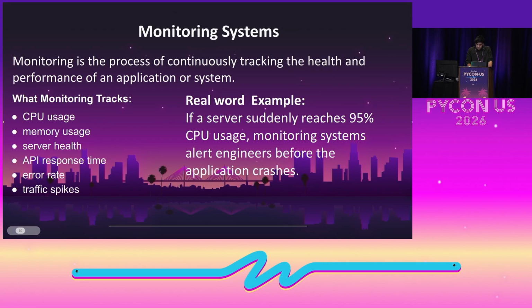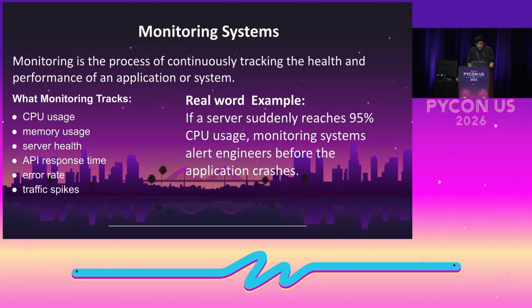Sometimes monitoring shows that the system is unhealthy. Now, finding errors is important, but in production systems, engineers also need ways to continuously watch the system's health. So that's why monitoring systems kick in. It is a process of continuously tracking the health and performance of an application or system. For example, a monitoring system tracks CPU usage, memory usage, server health, and all that.